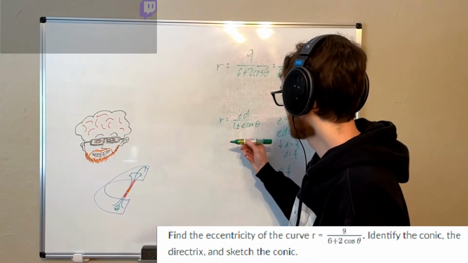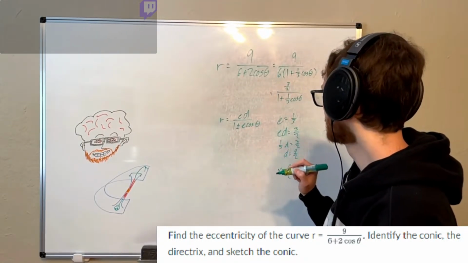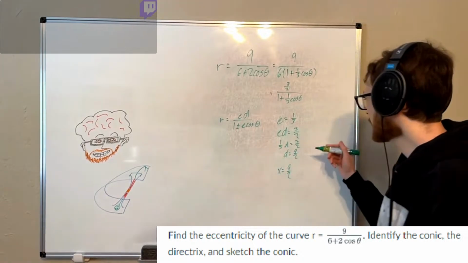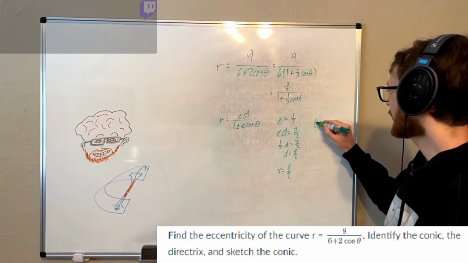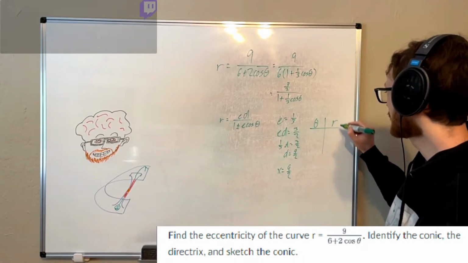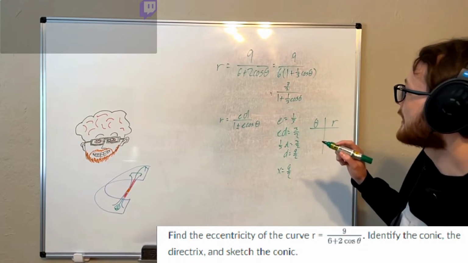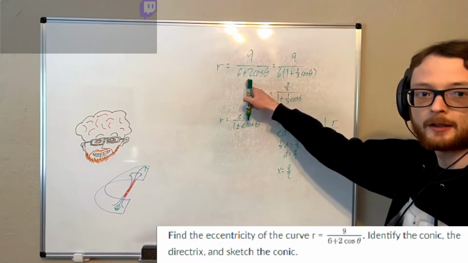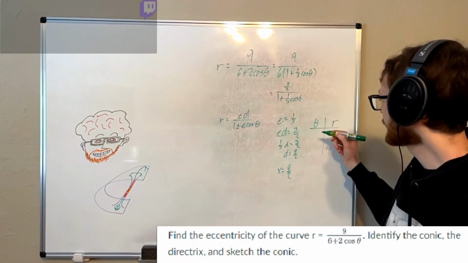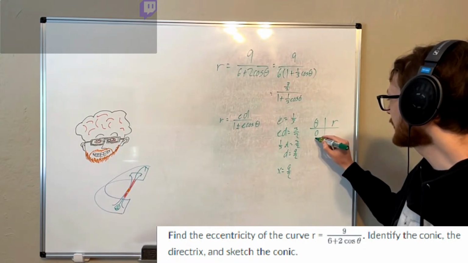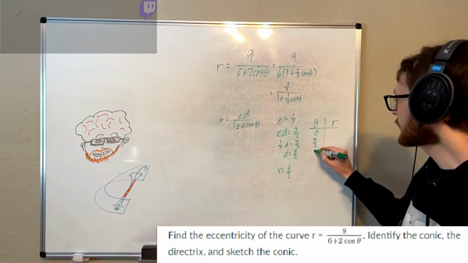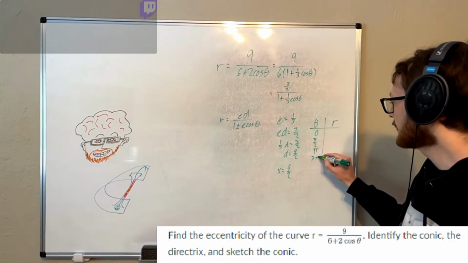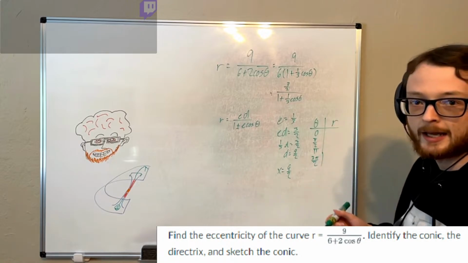So actually over here, I'm going to do a chart. I'm going to plug values into this for theta and find out what r is. So for theta, I'm going to say 0, pi over 2. These are just the normal angles that I always try. And if I need more, I add more later on.